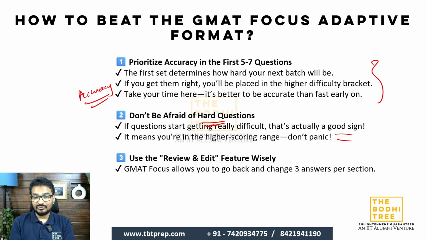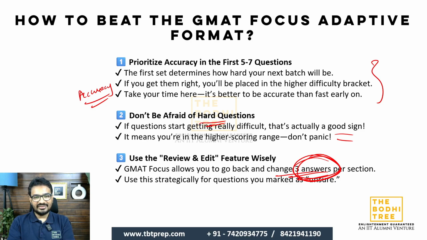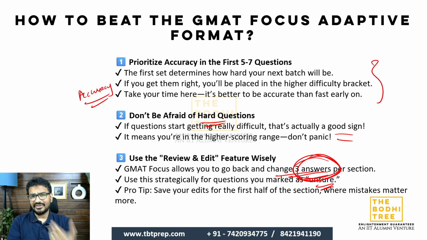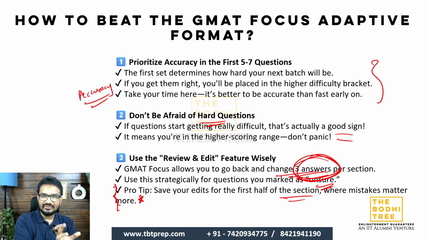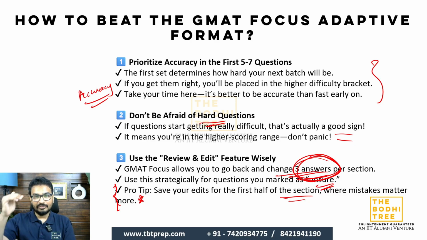GMAT Focus allows you to go back and change 3 answers per section, right? You can change 3 answers per section. Use this strategically for questions you marked as unsure. You can mark it, and if you feel that you can get the right answer later on, you can come back to that question. Pro tip: save your edits for the first half of the section where mistakes matter more, right? This is the pro tip. Reason being, if the accuracy goes up in the initial set of questions, the more difficult questions you get, you will be placed in the higher ceiling bracket of the GMAT score.